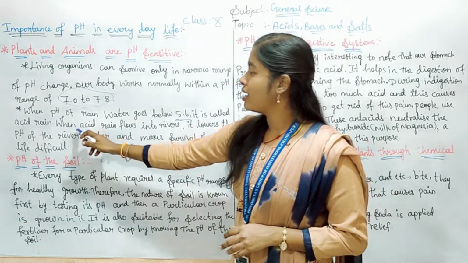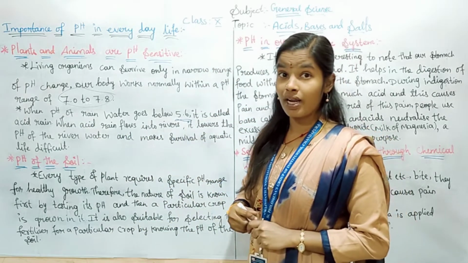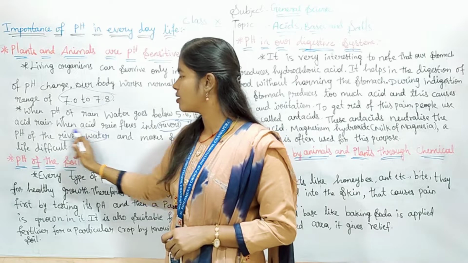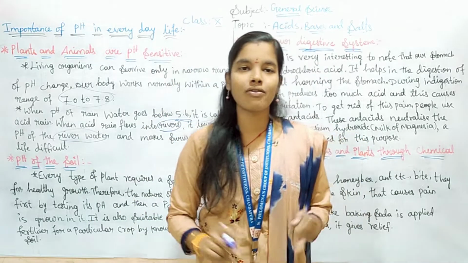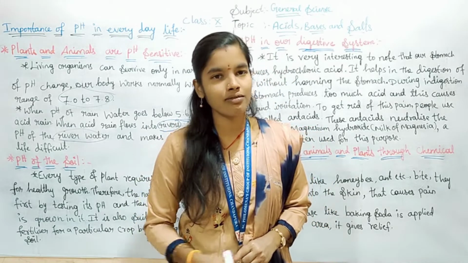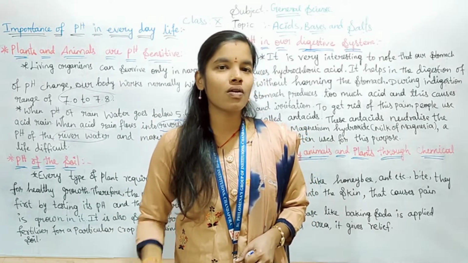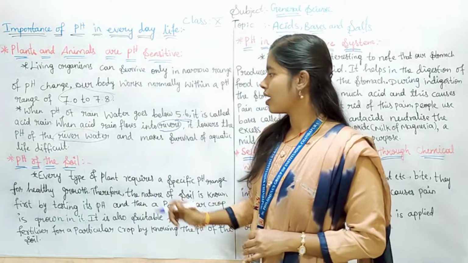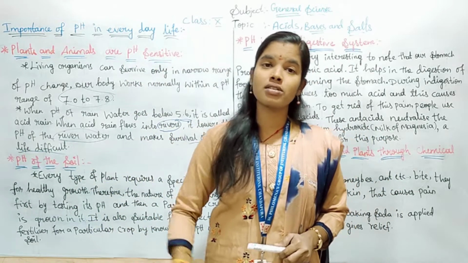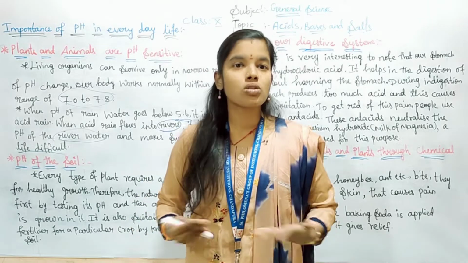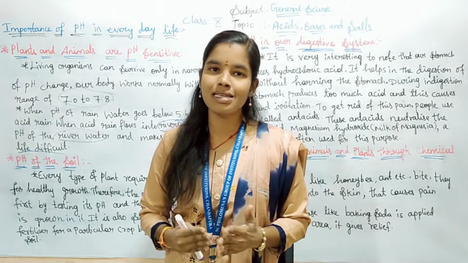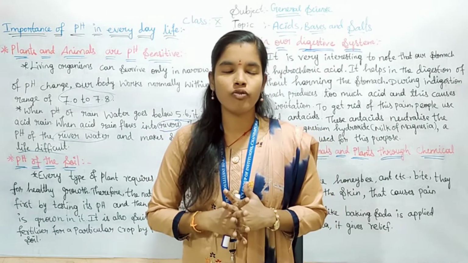When acid rain flows into rivers, what happens? It lowers the pH of the river water and makes the survival of aquatic life difficult. If the river water becomes acidic, the life of aquatic living things, plants or animals, will face problems. Their life will become very difficult.